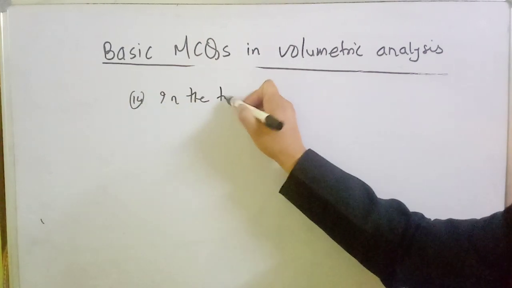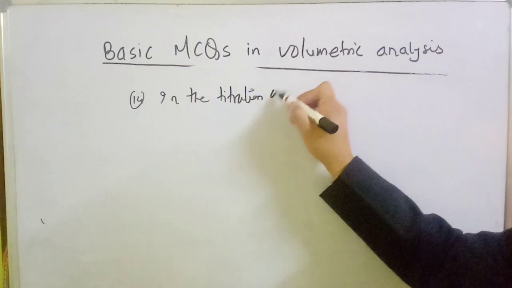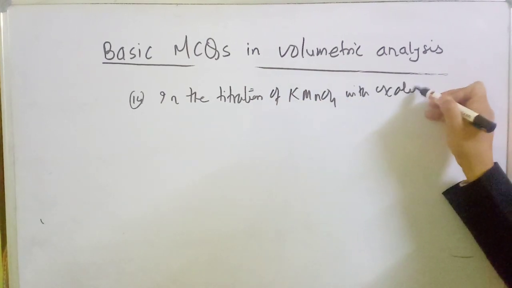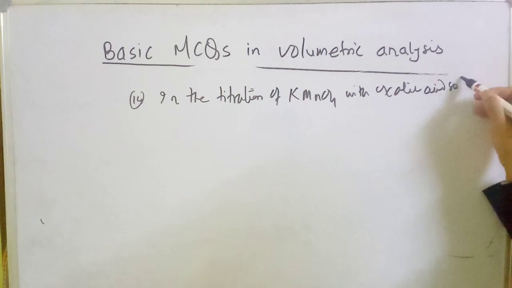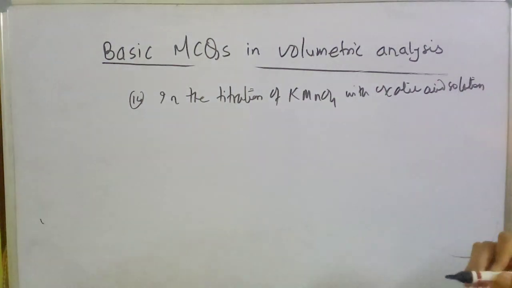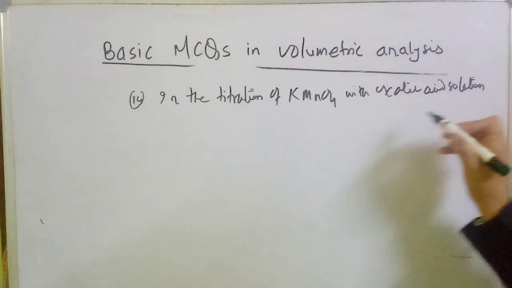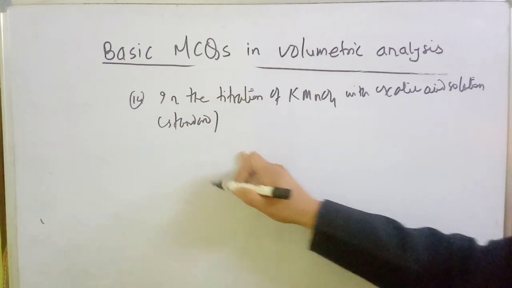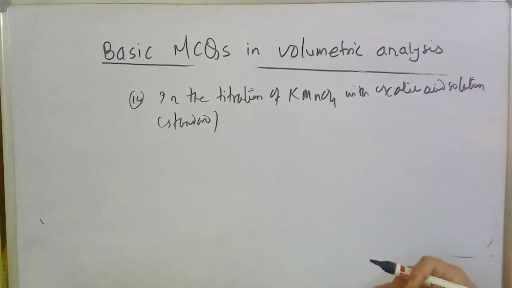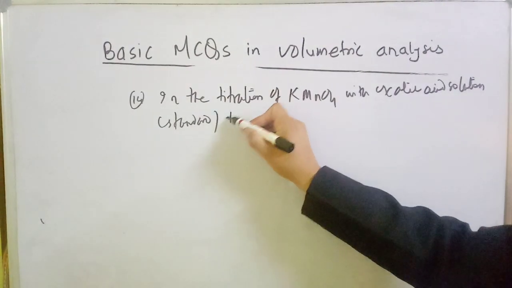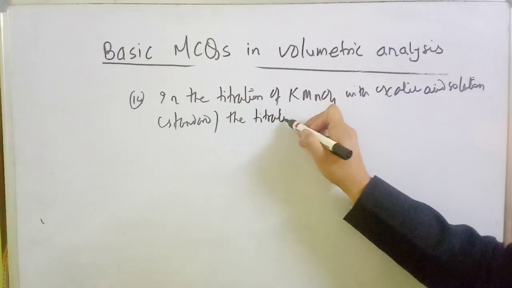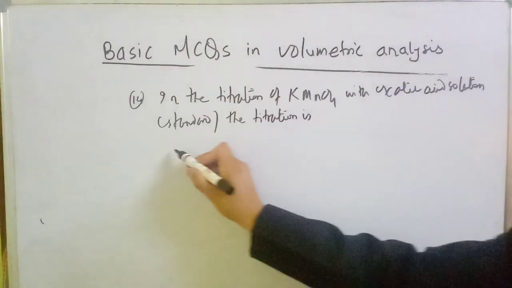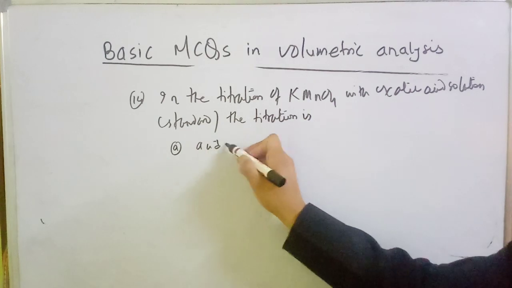In the titration of KMnO4 with oxalic acid solution, which is standard oxalic acid, if you are going to find the concentration of potassium permanganate with the help of standard oxalic acid solution, the titration is: number A, acid base titration.